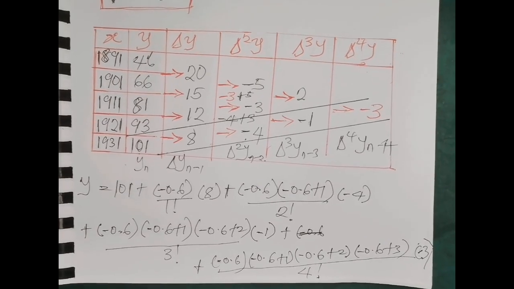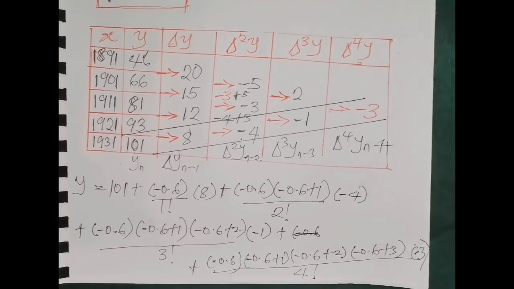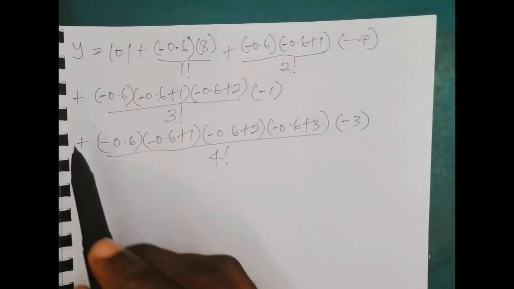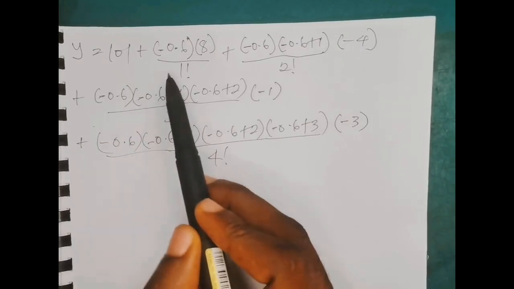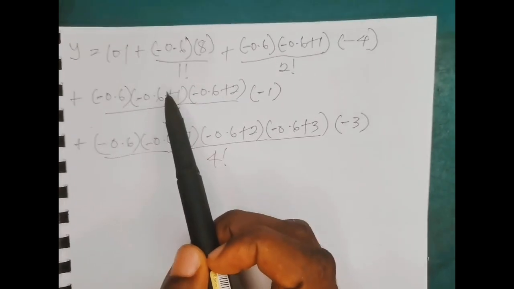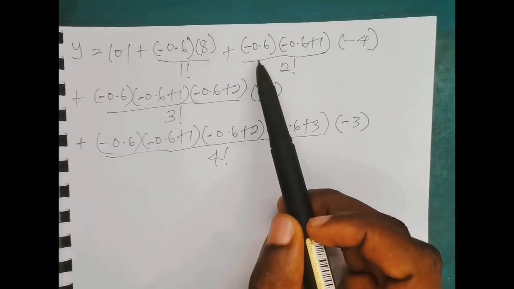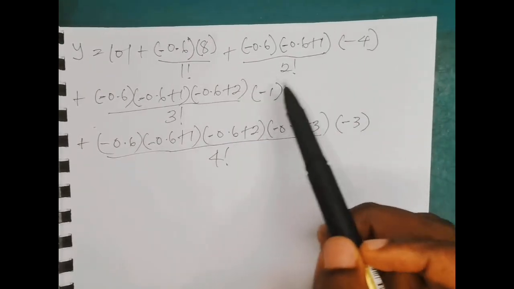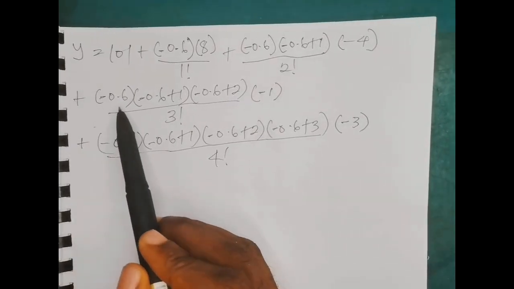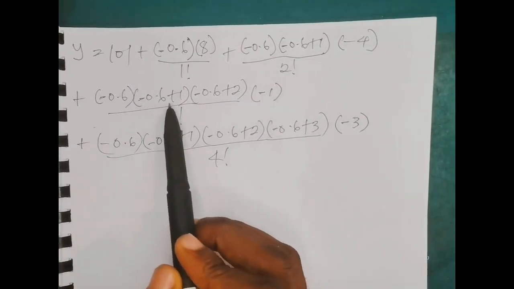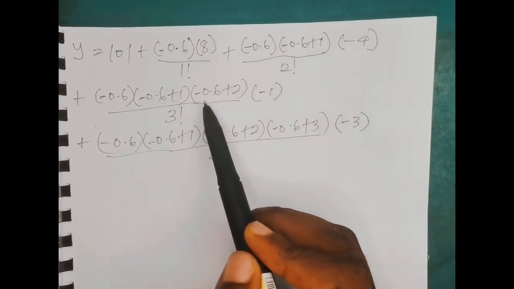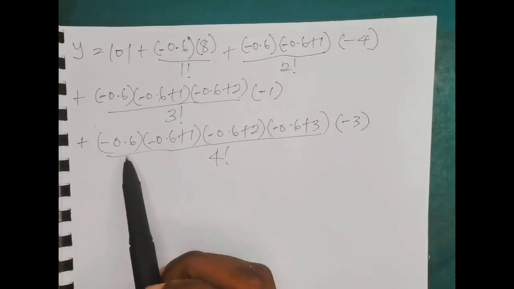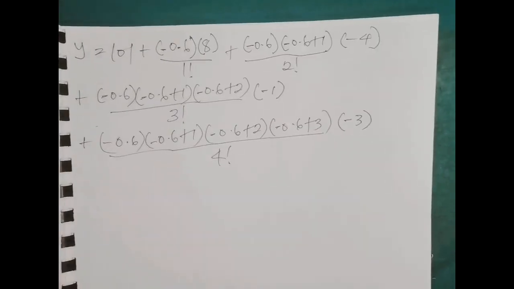Okay, so let's reevaluate this and see. All right, so we stopped here. So y is equal to 101 plus negative 0.6 multiplied by 8 over 1 factorial plus negative 0.6 multiplies negative 0.6 plus 1 multiplied by negative 4 divided by 2 factorial plus negative 0.6 multiplies negative 0.6 plus 1 multiplies negative 0.6 plus 2 multiplies negative 1 all over 3 factorial plus negative 0.6. Basically, what we just did previously.